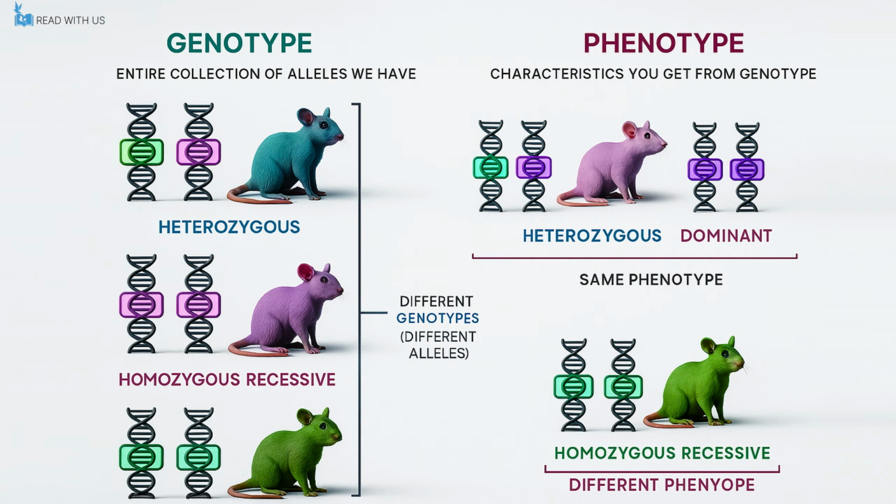On the other hand, phenotype refers to the actual physical appearance or characteristics that result from the genotype. So in this case, both the heterozygous mouse and the homozygous dominant mouse will look purple, which means they have the same phenotype even though their genotypes are different. Meanwhile, the homozygous recessive mouse, which is green in color, has both a different genotype and a different phenotype. In summary, genotype is about the genetic code an organism carries, while phenotype is the observable traits that arise from those genes. Understanding how alleles interact and how they lead to different phenotypes helps explain the wide range of variation we see in living things.